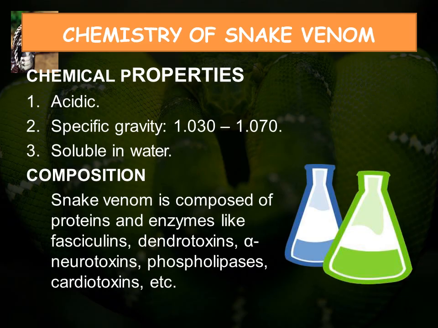If we look at the chemistry of snake venom, we will see that mostly they are acidic in nature and soluble in water. As I have already said, the composition of snake venom is mostly enzymes. And there is a long list of enzymes that we will discuss very soon.